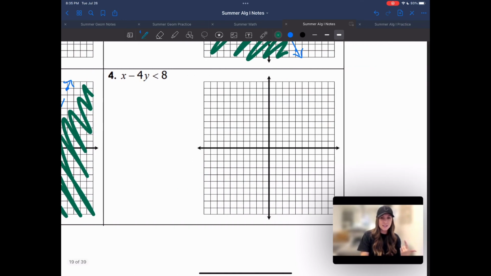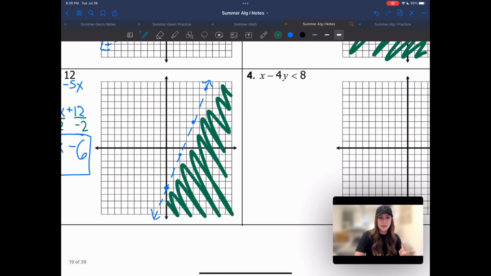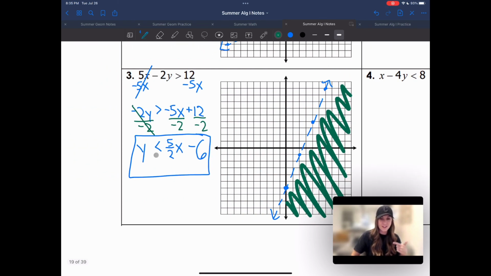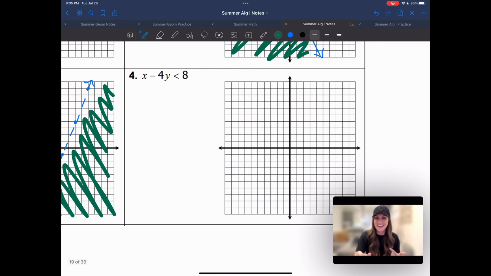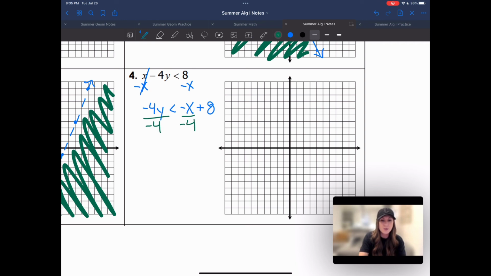Perfect. Okay, last one. Let's do it. Wait, make sure I did that. Yes, because we flipped our sign. Less than. Okay, last one here. All right, let's get it into slope-intercept form. Here's my y. I first want to get rid of that x, so I'm going to subtract x from both sides. So I get negative 4y is less than, over here I'd write negative x plus 8, because the 8 is positive. And then I am dividing everything by negative 4, which means I do flip that sign.